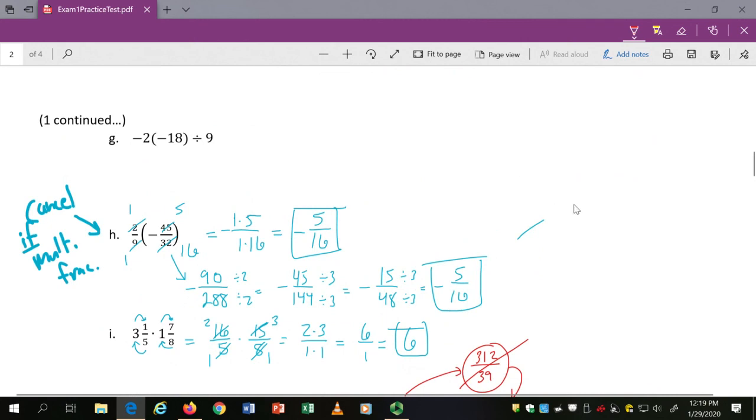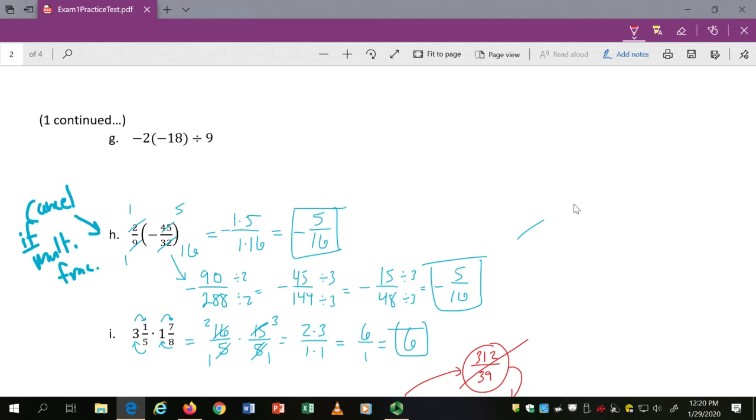Would I need to change the denominator? No, because if you're multiplying or dividing, you don't have to worry about common denominators. The only time you're going to need common denominators is when you add or subtract. So this one, you could actually just go straight across: 2 times 45 is 90, and 9 times 32 is 288. But that's reducible, so you need to work it down.